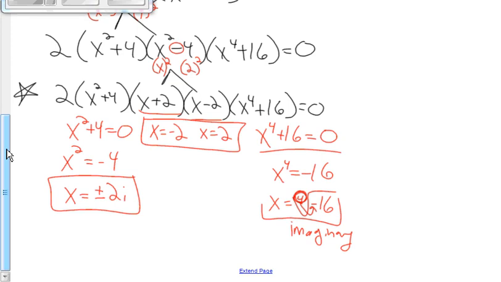All right, so those are our solutions. Positive and negative 2i, -2, positive 2, and then we'd have some imaginary numbers here from the 4th roots.